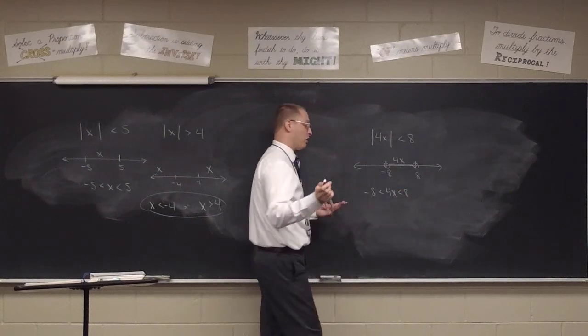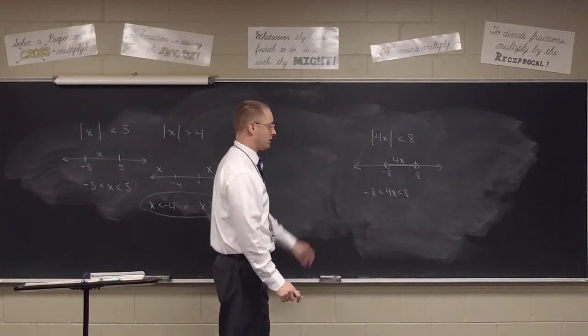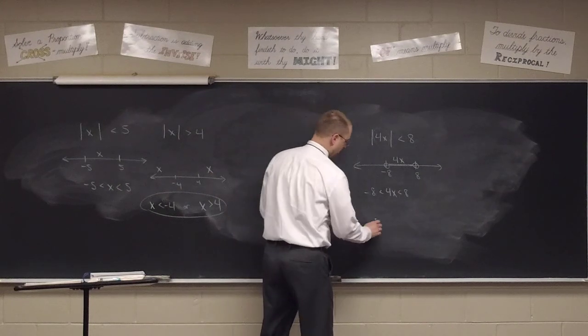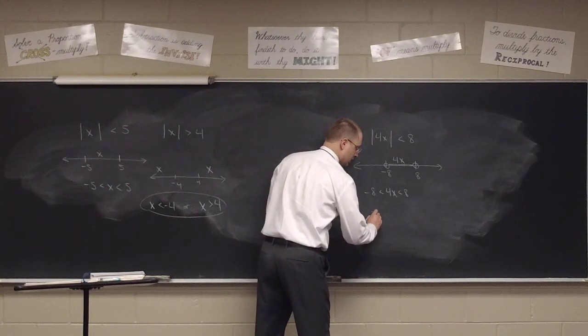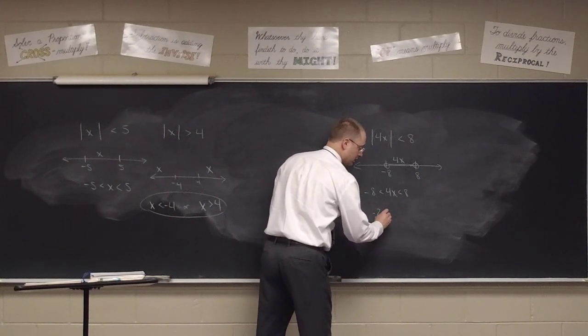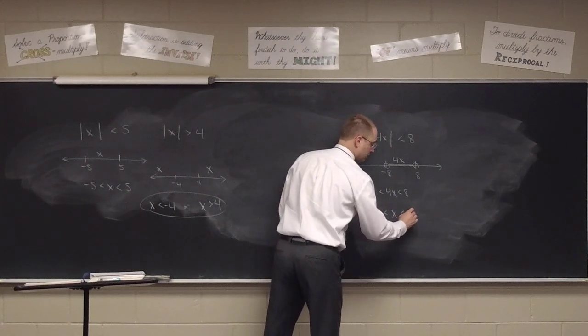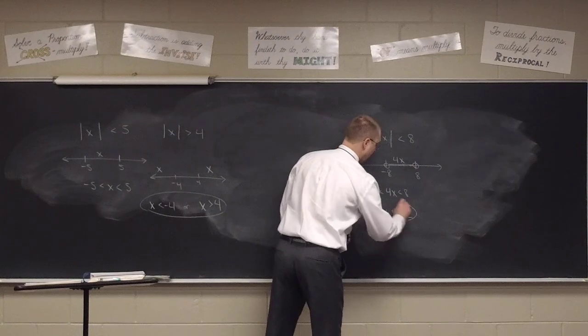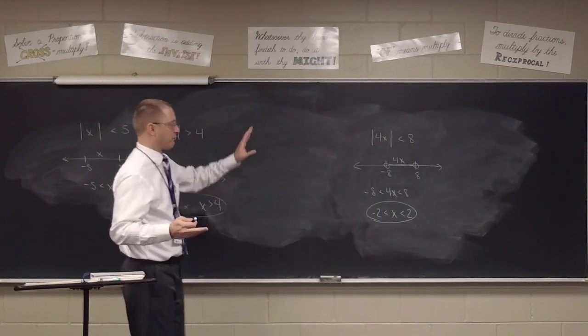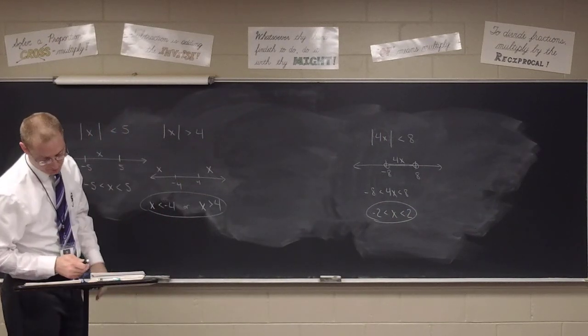And now I just need to solve. One easy step, to get negative 2 less than x is less than 2. And there's our answer. Pretty straightforward. Here, we just had to do the last step of dividing by 4.